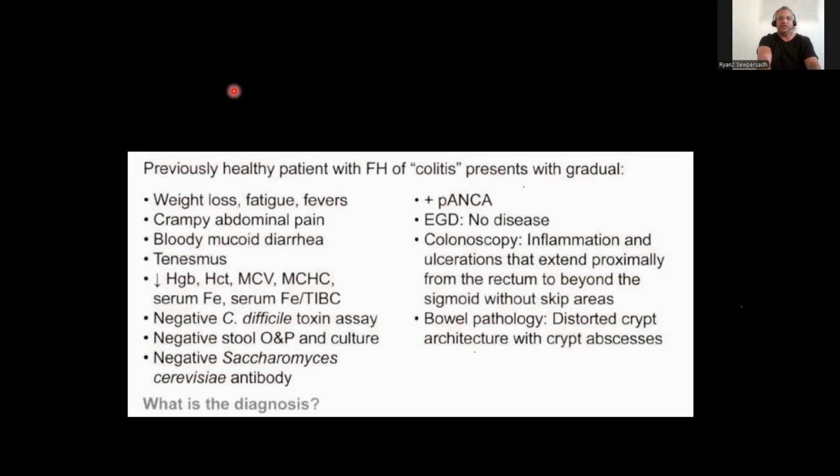Yes. Let's see what we have in the chat box today. Okay. Please, there's colonoscopy. All right. Yeah, this is colonoscopy. So this is the prototypical picture of ulcerative colitis, guys.